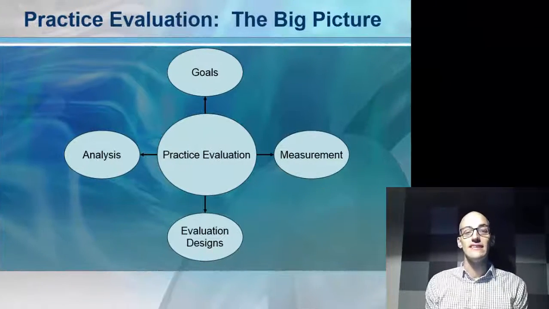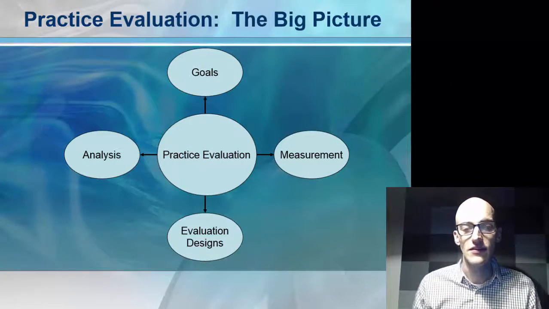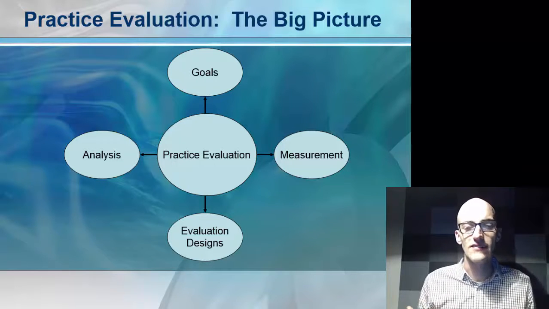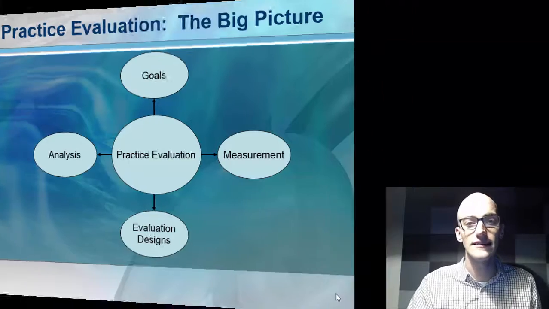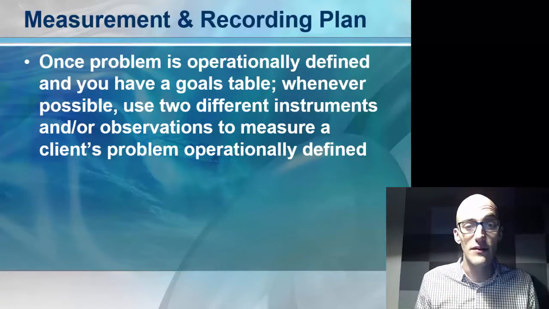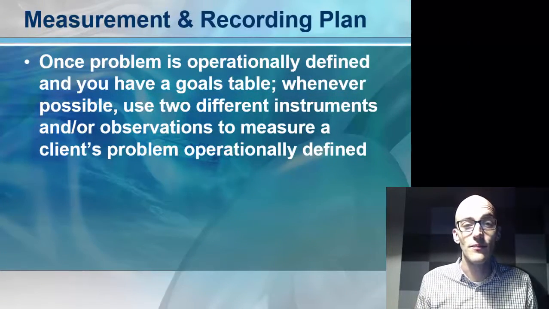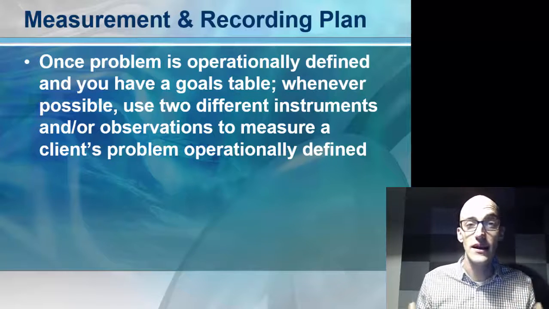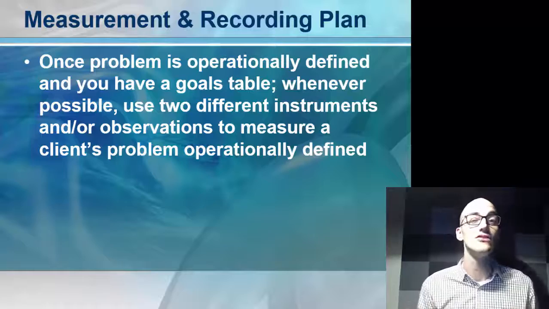In practice evaluation, I'm going to be using this diagram a few times throughout the semester, thinking about the big picture of practice evaluation. When we meet with a client, we're going to be covering goals, measurement, evaluation design, and how to do the analysis. Once we have an operationally defined problem and a goals table, it's best to use two different sources of measurement. And for your assignment and for your course paper, I'm going to ask you to use two sources of measurement for your project.